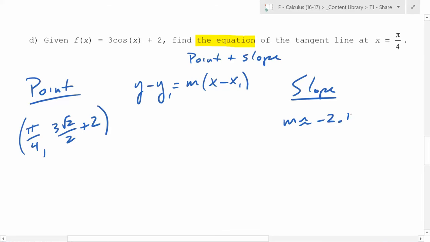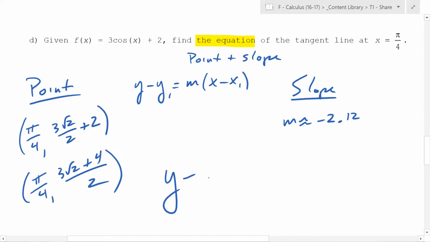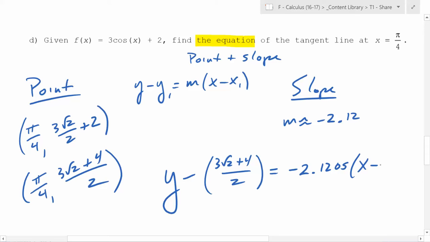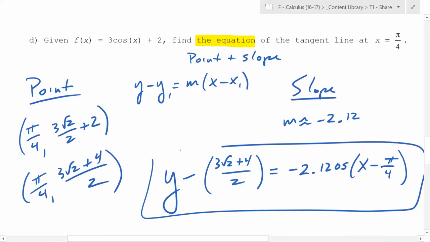If we did that, do we have enough information to write the equation of a line? Yeah, another way to write that point is pi over 4, comma, (3 root 2 plus 4) over 2. So what's it going to be? y minus (3 root 2 plus 4) over 2 equals negative 2.12. If you average those two, what do you get? 0.5 times x minus what? Pi over 4. So that would be your equation of that tangent line right there.